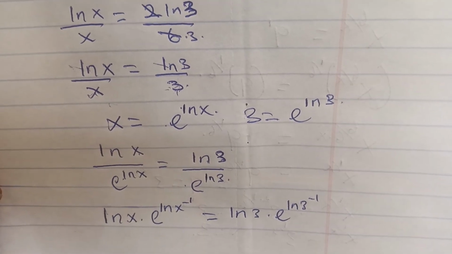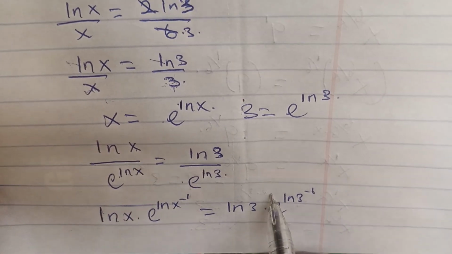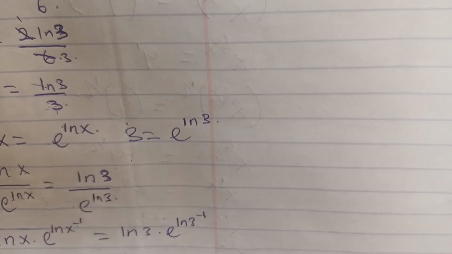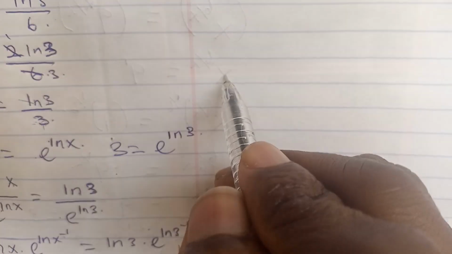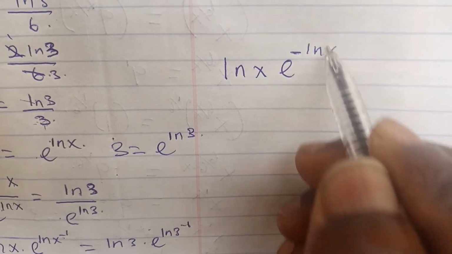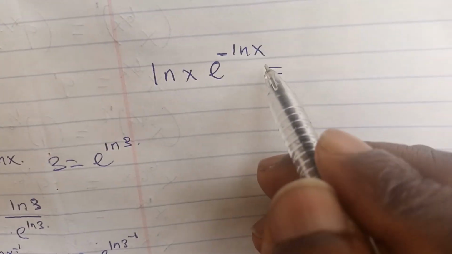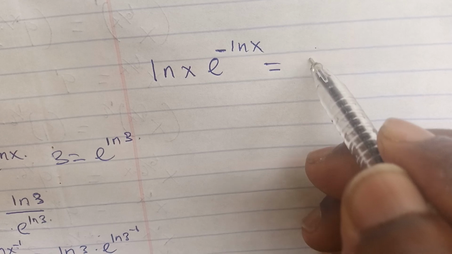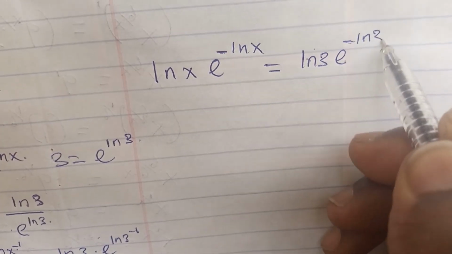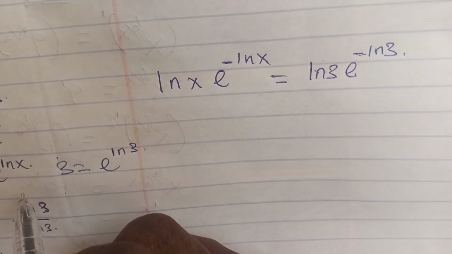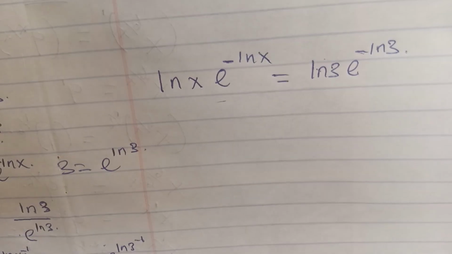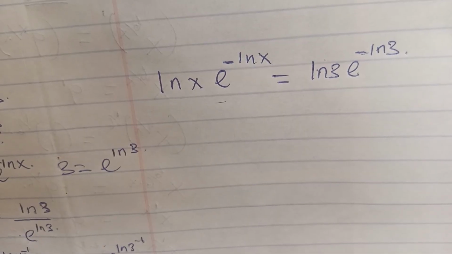Okay, so recall this one will be coming to the back, then this one will be coming to the back. So if I do that, I'm having ln of x exponent of negative ln of x equals to ln of 3 exponent of negative ln of 3. So now I can apply the Lambert W function, but it's not yet correct.